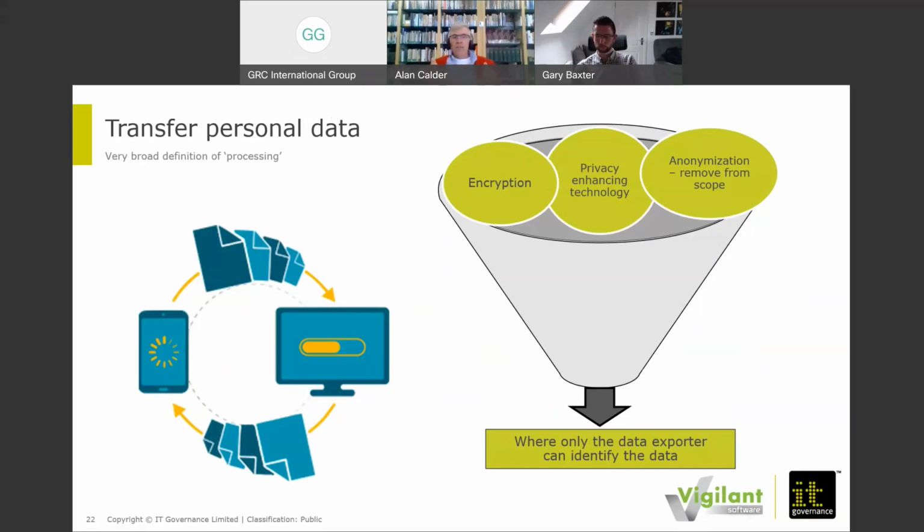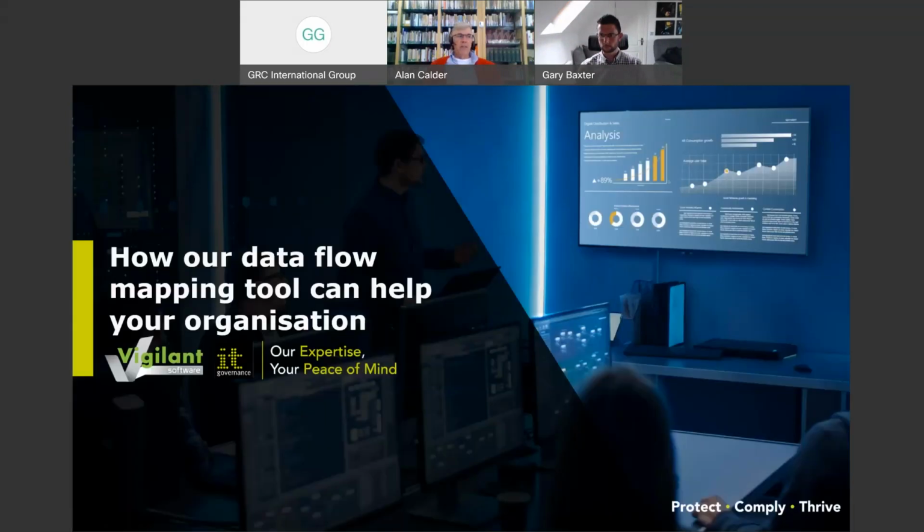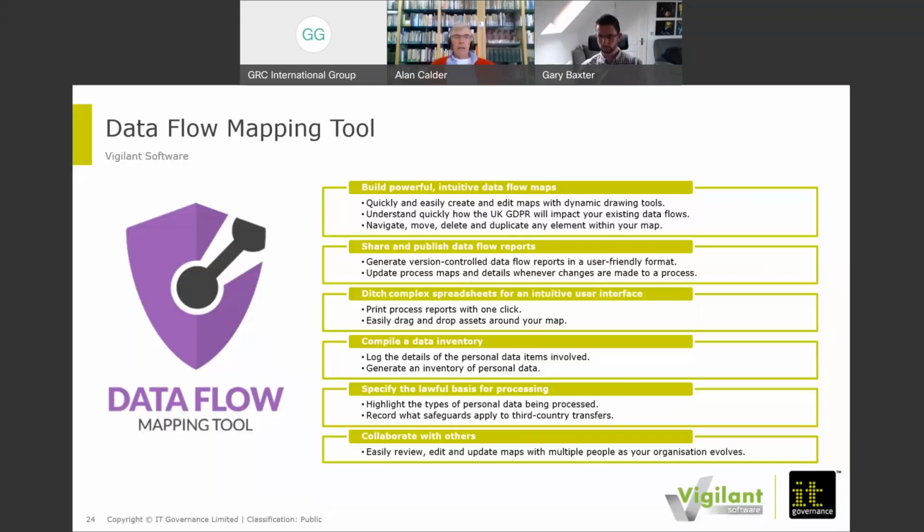And to do that, you've either got to have a big wall with lots and lots of pieces of post-it note that you can move around in order to try and map the data flows, or you need some intelligent mechanism for doing it. I'm going to hand you back to Gary Baxter now, who's going to talk to you briefly about the Vigilance Software data flow mapping tool, and is then going to give you a demonstration of how you can use that tool to map data. So Gary, over to you.